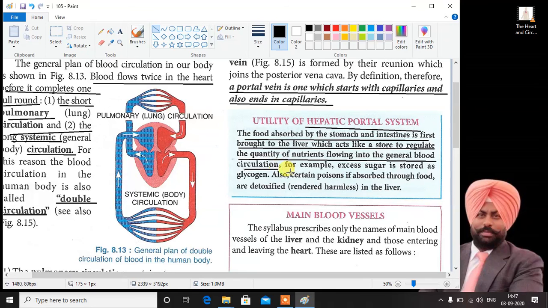For example, if we are eating excess sugar, then the blood in the stomach will carry the nutrients of the sugar, and it will take those nutrients with the help of blood to the liver. The liver will store excess sugar in the form of glycogen. Hence, the liver helps in regulating the nutrients which have been absorbed from the different food sources. Thus, the hepatic portal system is a special system in which blood flows from one organ and moves into another organ, that is liver.